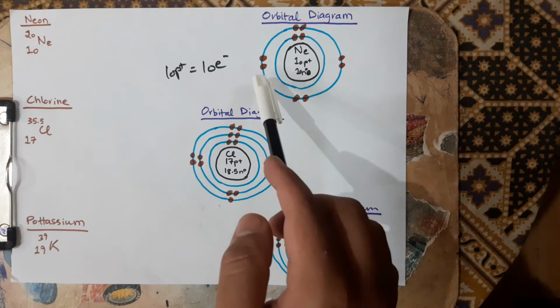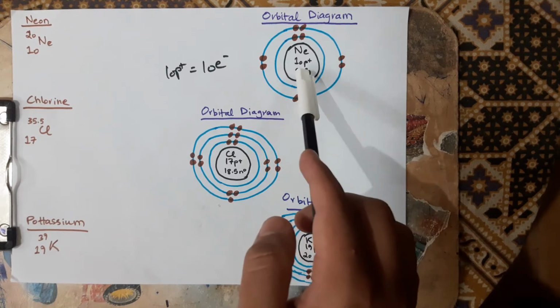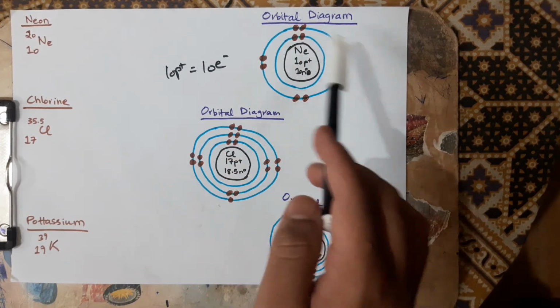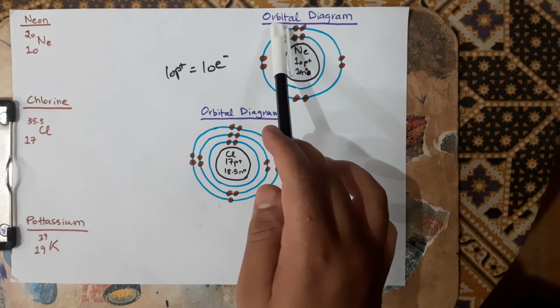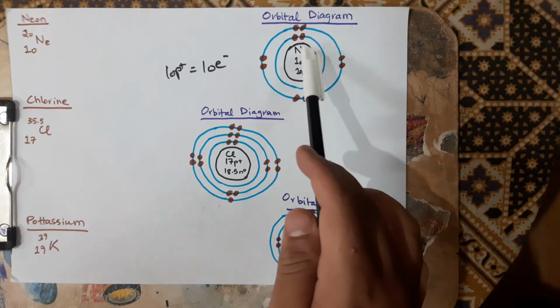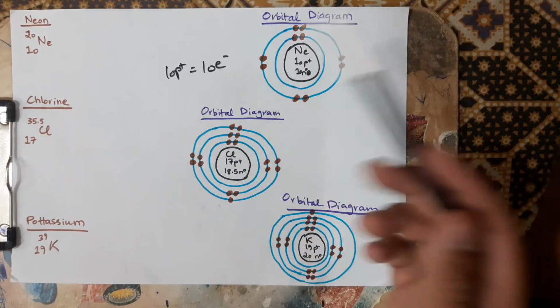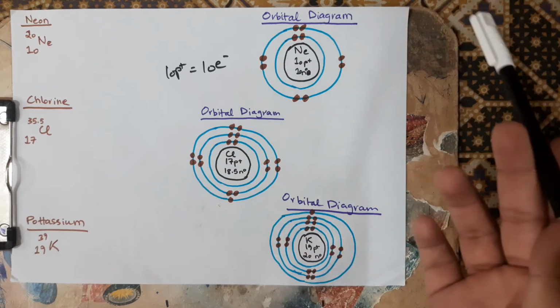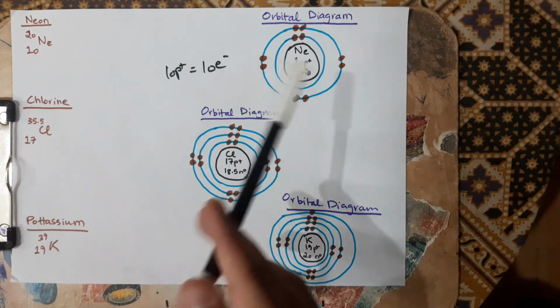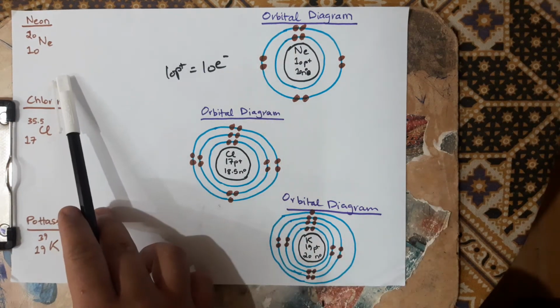If you were to draw more than 8 electrons, then you must draw another shell for that, because in the second shell or moving onwards, you can't draw more than 8 electrons in those shells. So here your orbital diagram for neon is also complete.